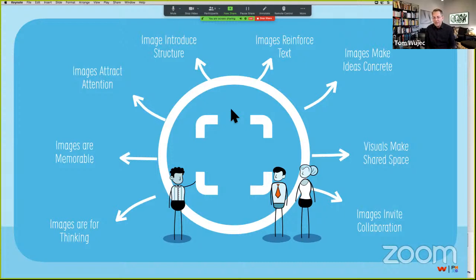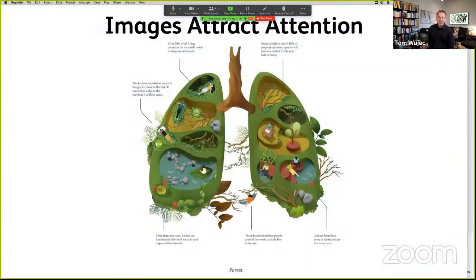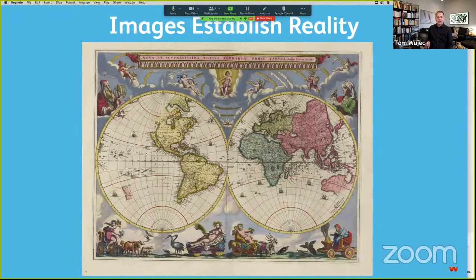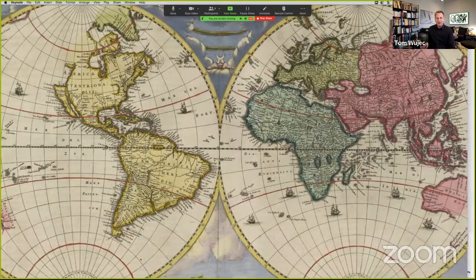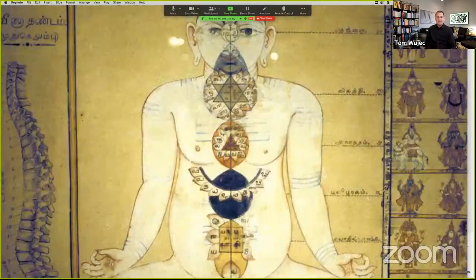Images perform many jobs. They help us think, they help us increase memory, they help us focus attention, they introduce structure, they can reinforce text, they can make ideas far more concrete. They create a shared visual space and they invite collaboration. So images can bring attention to a topic in a way that text simply can't. They can establish a sense of reality of how the world works, even though it might be incomplete or outdated. It sets a sense of context. Images can actually drive belief for hundreds, if not thousands of years, even though there may not be a whole lot of rigorous science behind it.